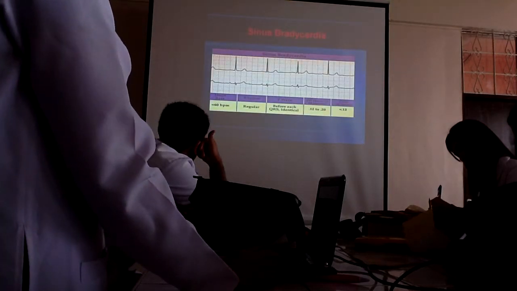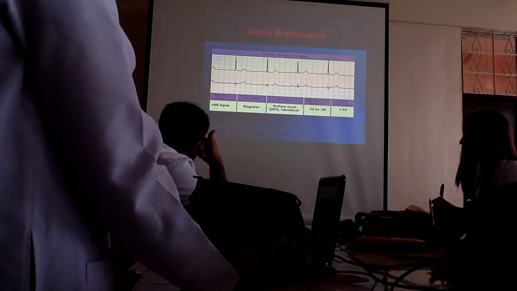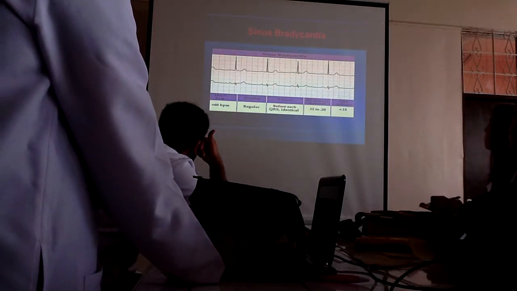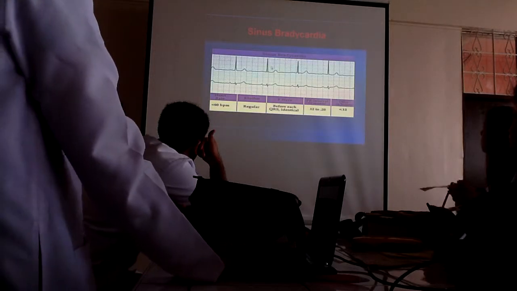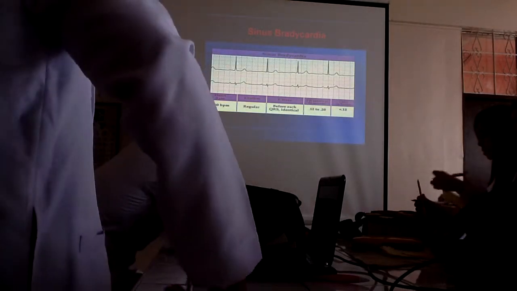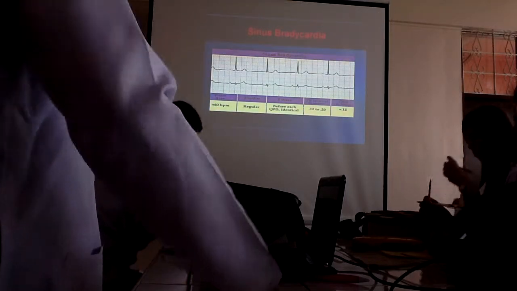So this is an example of sinus bradycardia. It means that your PR interval is normal, your QRS is normal. However, your rate is slower than usual. What's your normal heart rate? 60 to 100. Anything lower than that is bradycardia.